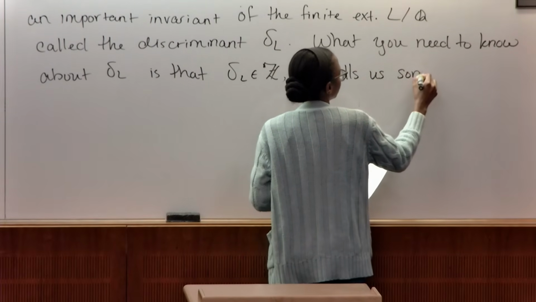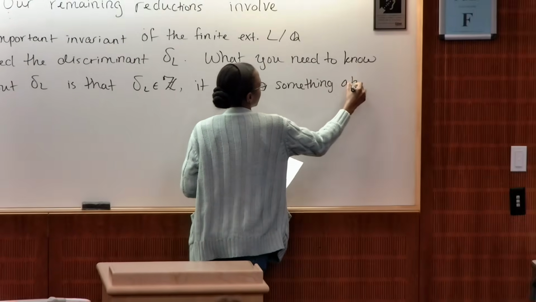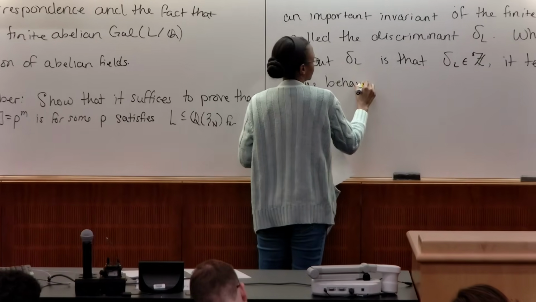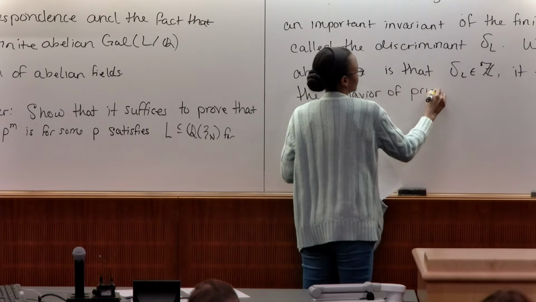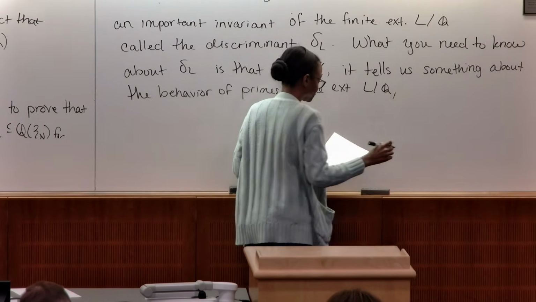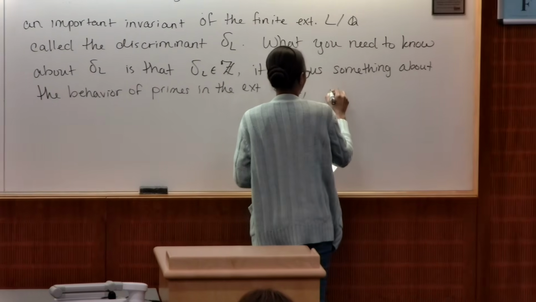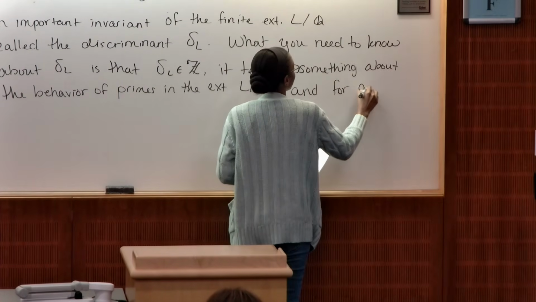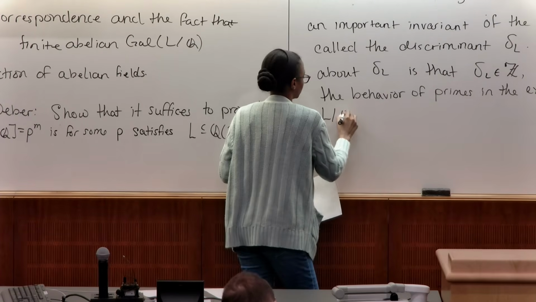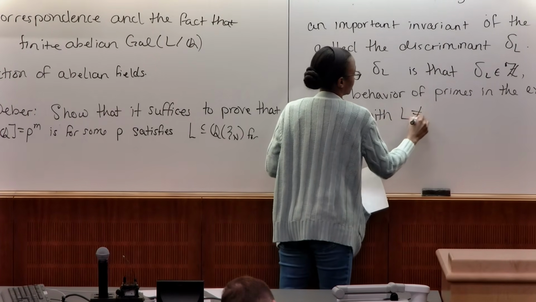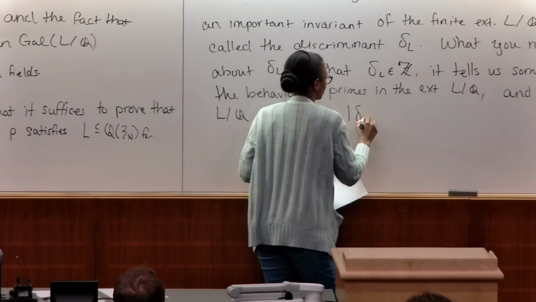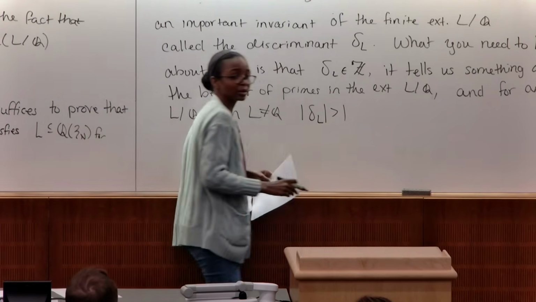It tells us something about the behavior of primes in the extension L over Q. And for any extension, not just a Galois extension, for any extension that is different from Q, the absolute value of this is strictly greater than 1.